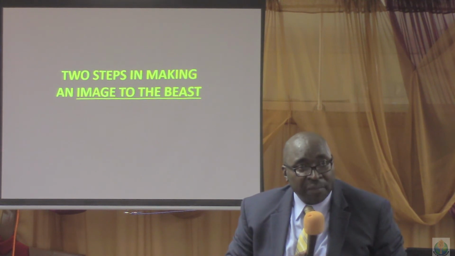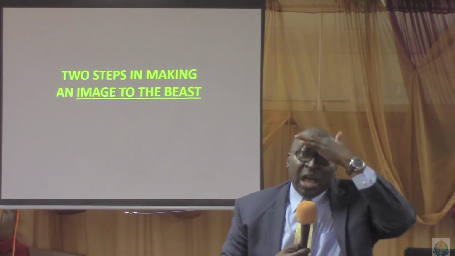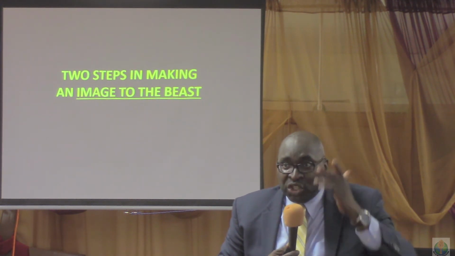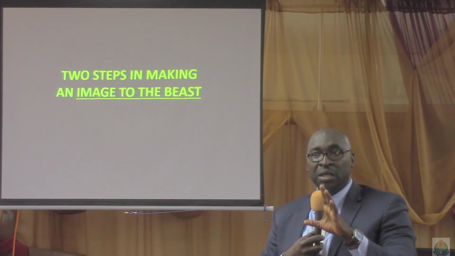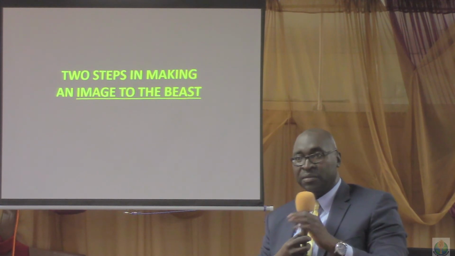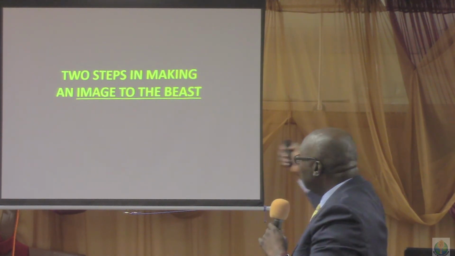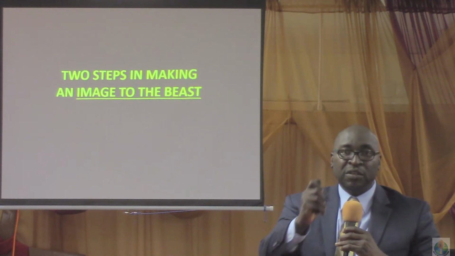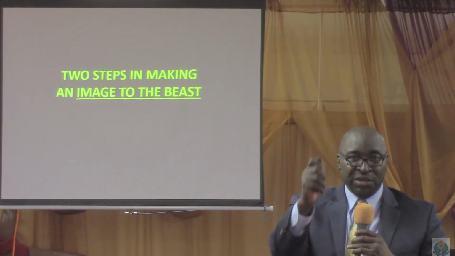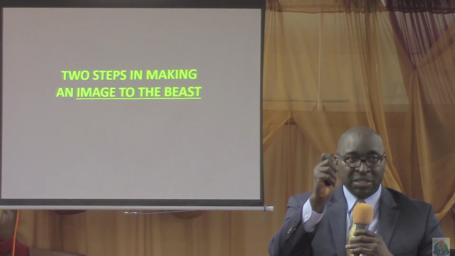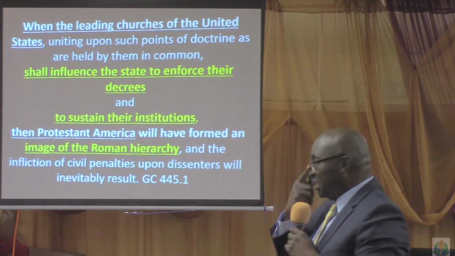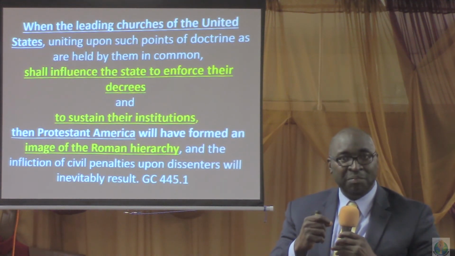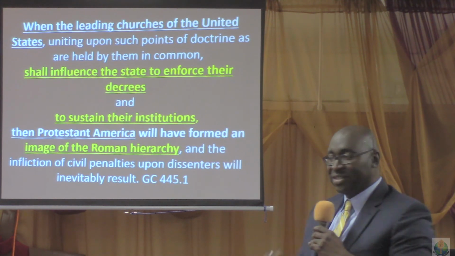How is that going to happen? How is it that apostate Protestantism is going to be linking with the civil power? Now what I'm going to do now is going to be very interesting. Let's get at it. 2 steps. Ellen G. White said something that I think we missed for many years, and we didn't believe her. We need to start to believe that lady. She knew exactly what she thought. This is what she said, and let me see if you catch how the image of the beast is going to be formed.